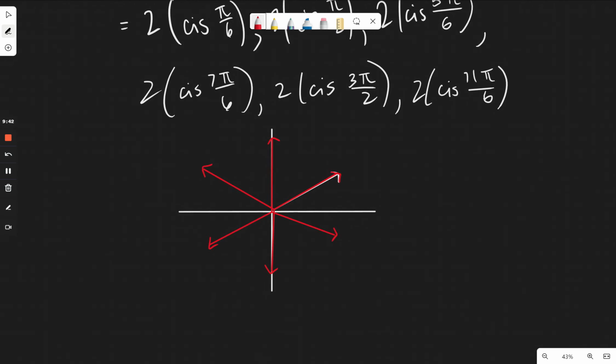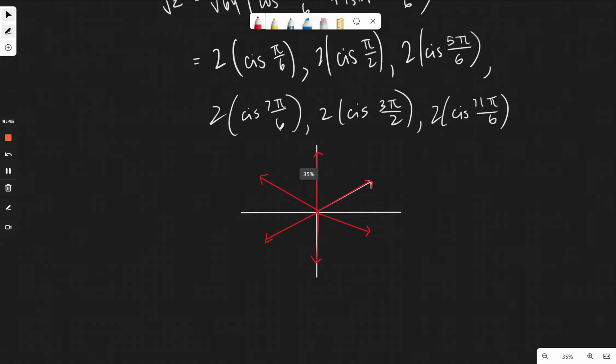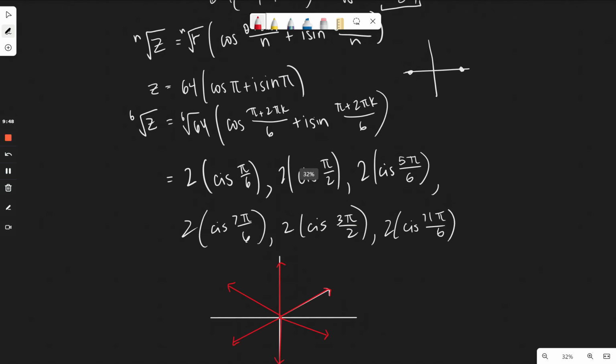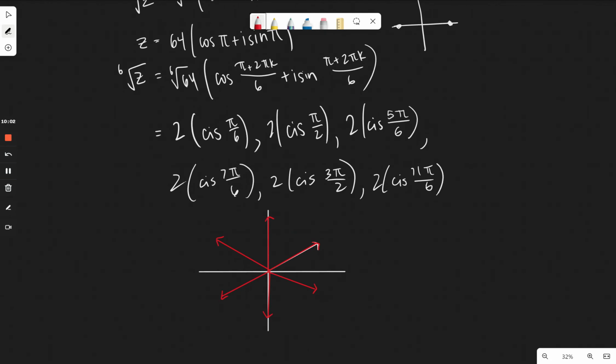But I feel like it's really nice to look at this graphically because now, if you have a number, like this is 64, it starts at cosine pi plus i sine pi. If you're trying to find the 6 roots of it, you're first going to start with pi over 6, and then every time you're going to add 2 pi over 6, 2 pi over 6, 2 pi over 6, 2 pi over 6, 2 pi over 6. And so this is, I feel like, a really nice visual to represent in your mind what these complex roots are actually looking like.